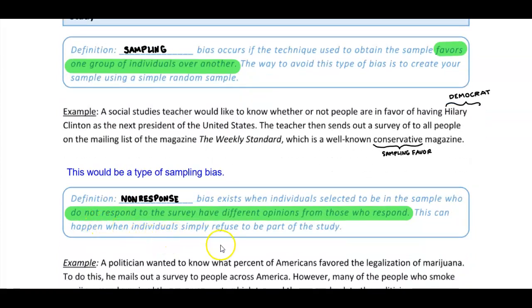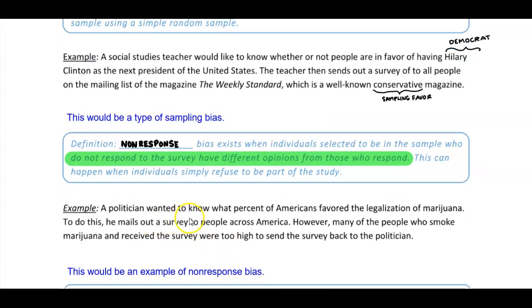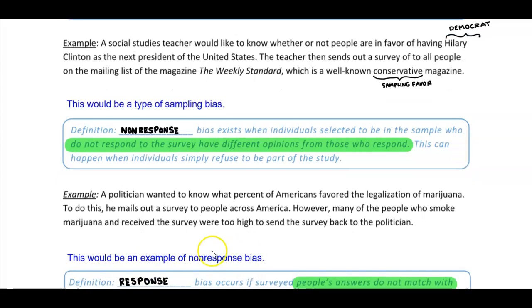A non-response bias exists when individuals selected to be in the sample who do not respond to the survey have different opinions from those who respond. This can happen when individuals simply refuse to be part of the study. For example, a politician wanted to know what percent of Americans favored the legalization of marijuana. To do this, he mails out a survey to people across America. However, many of the people who smoke marijuana and received the survey were too high to send the survey back to the politician. This would be an example of non-response bias.